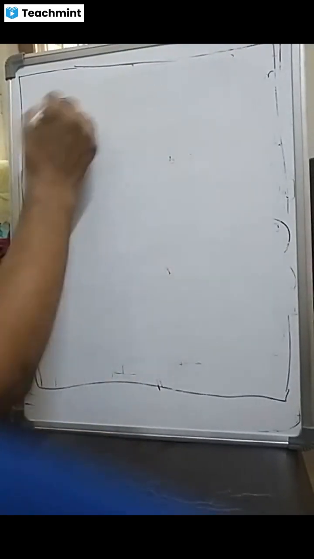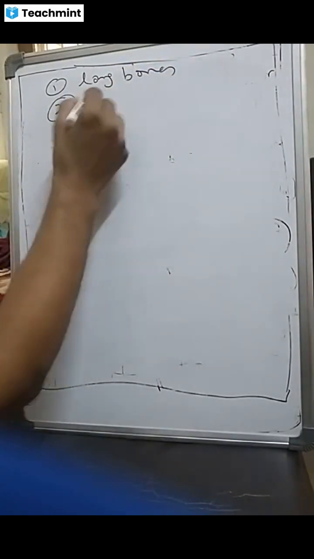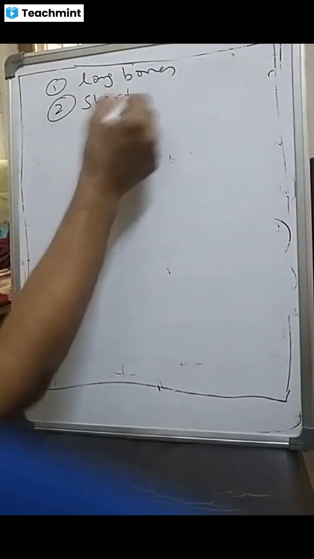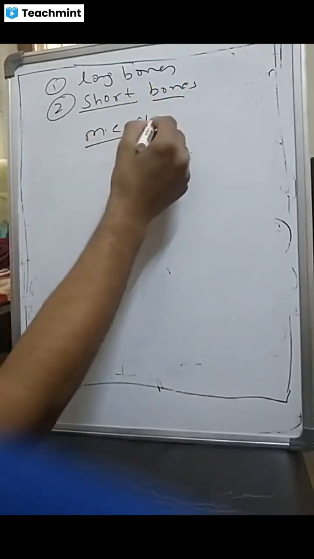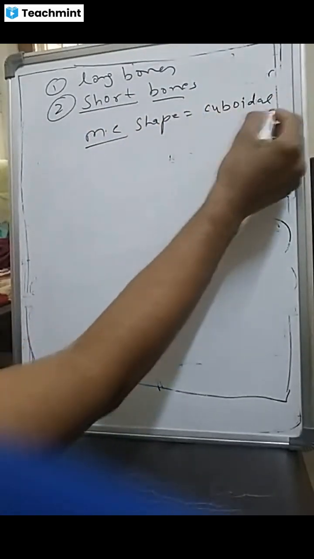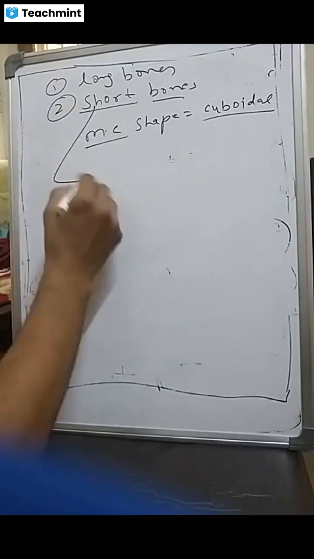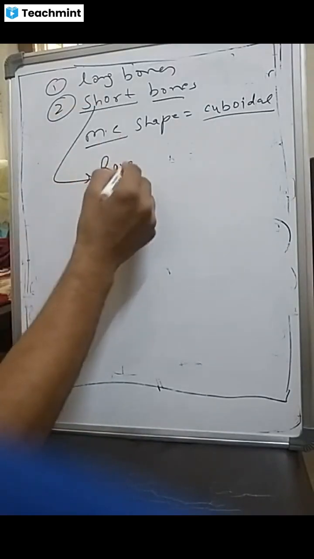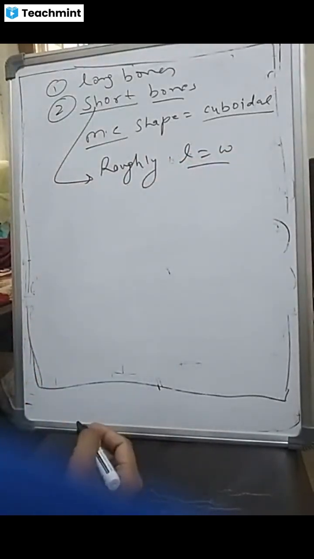Number 1 was the long bone. Number 2 is the short bone. The most common shape is cuboidal. Mostly they are cuboidal in shape. They have a length equal to width, not exactly, but roughly.